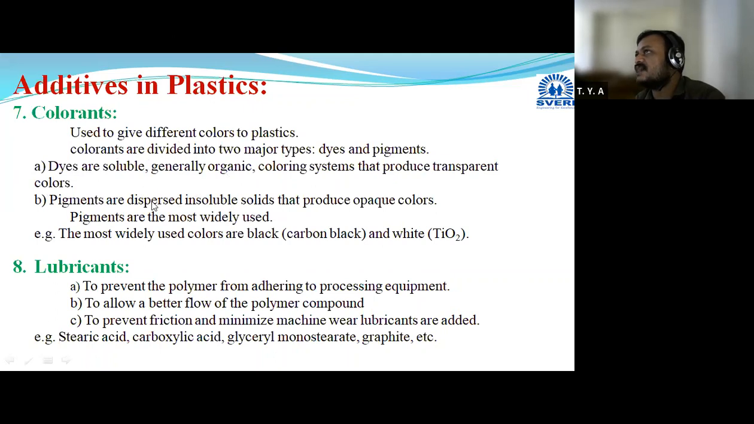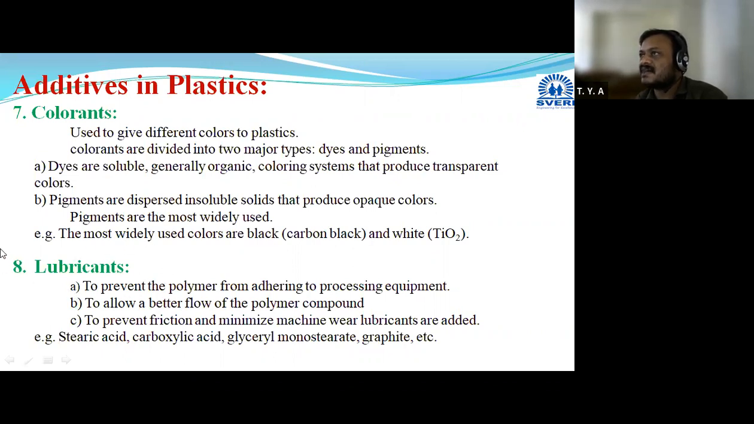To achieve different colors, these additives are used and termed colorants, and there are two types: dyes and pigments. Dyes provide transparent color, and pigments provide opaque color, meaning non-transparent. Light cannot pass through. Then the last type of additives is lubricants.